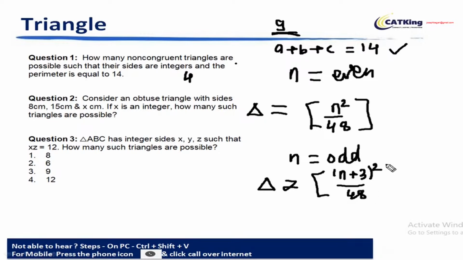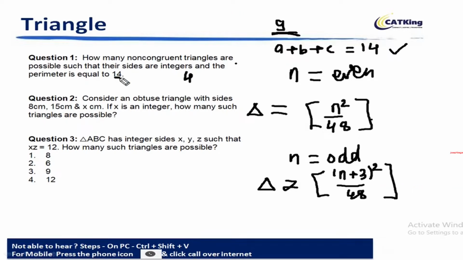Also, it is very important to keep in mind that these brackets do not represent the greatest integer function. They basically mean the nearest integer value, right? The nearest integer value possible will be the answer.